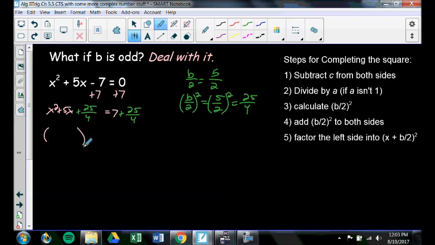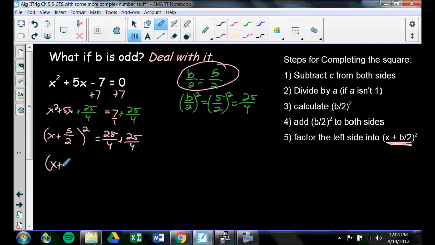The left side factors. But the good news is it factors into x plus b over 2, that quantity squared, b over 2 in parentheses then squared, and we know what b over 2 is. So this will factor into x plus 5 over 2 squared. That's how the left side factors. The right side needs a common denominator. 7 over 1 becomes 28 over 4. So we get x plus 5 over 2 squared equals 53 over 4.